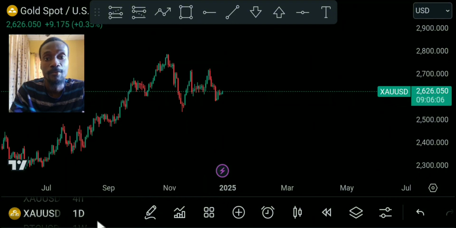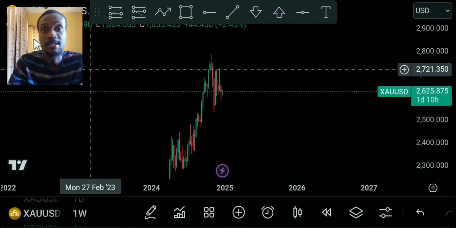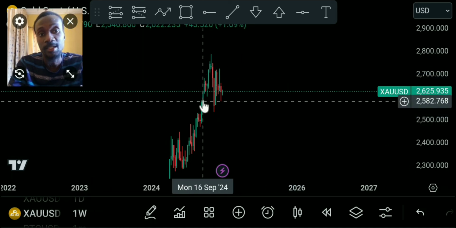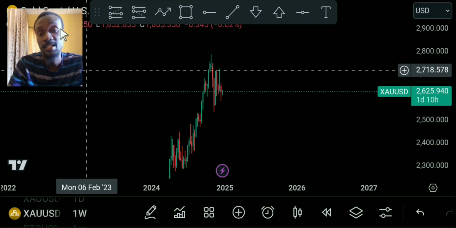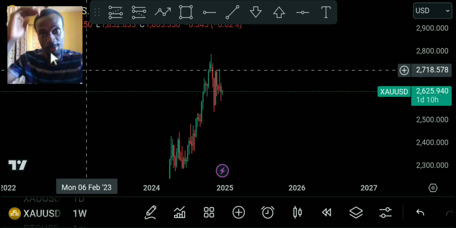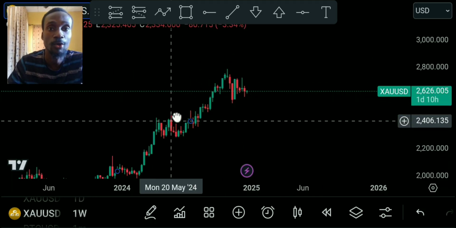Okay, now we move on to a higher time frame. I'm going to do a top-down analysis. What is a top-down analysis? Top-down analysis is the analysis whereby you start analyzing from the higher time frame, let's say weekly, then you come down to the daily, the 4-hour time frame, the 1-hour time frame, until you reach your execution time frame. That's top-down analysis, from top to bottom. So now currently I'm on the weekly time frame on gold.